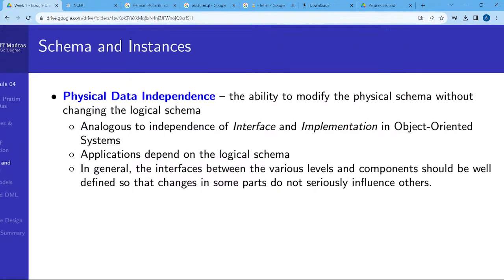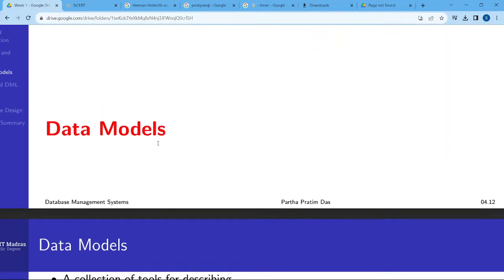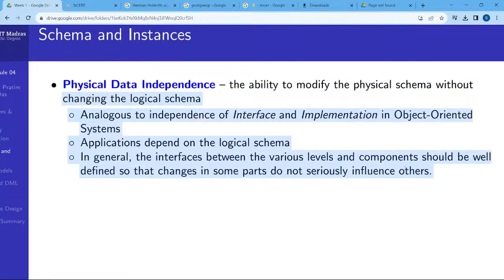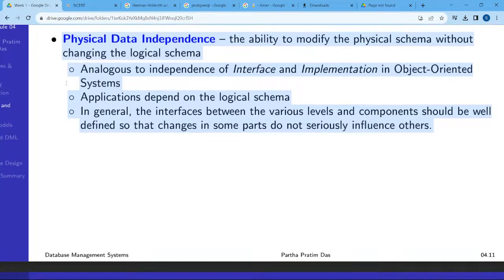Physical data independence is the ability to modify the physical schema without changing the logical schema. Okay, there is a question on this. I will make you understand this concept when we are solving the activity question. It would be better if we refer to this slide.